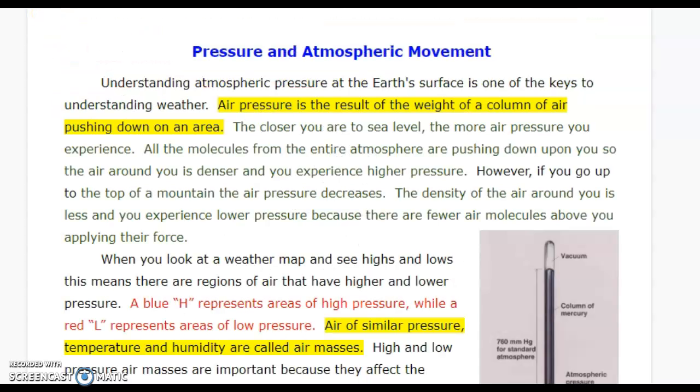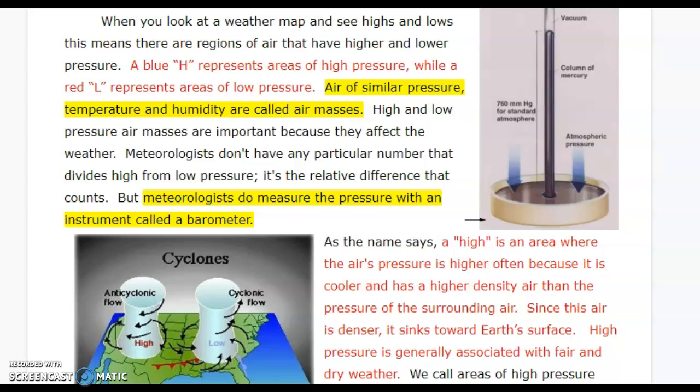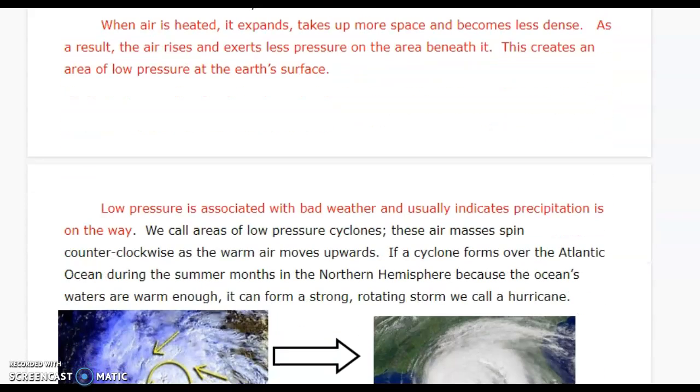Some important things to note from the reading: the definition of air pressure, the difference between high and low. Things to know about high air pressure. High air pressure is sinking air because it is more dense. It is cooler air. It tends to result in what we call happy weather. We say it's happy because it's those days you like to be outside where it's nice and clear and dry. Just overall good weather. Low pressure, on the other hand, is going to be the opposite.